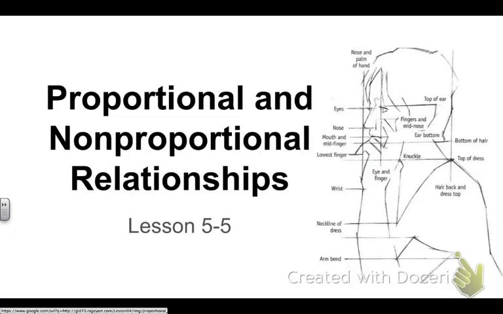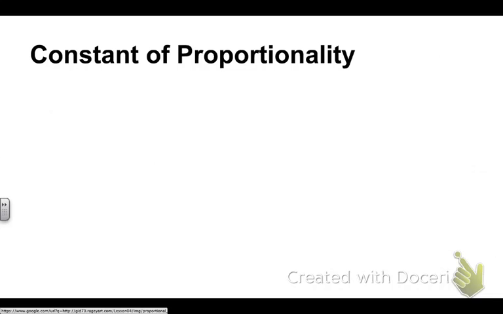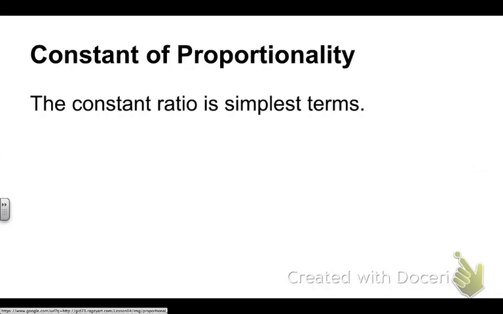Alright, lesson 5.5, proportional and non-proportional relationships. So a proportion is two quantities that have a constant ratio or rate. And what a constant of proportionality means is that the constant ratio is in simplest terms.